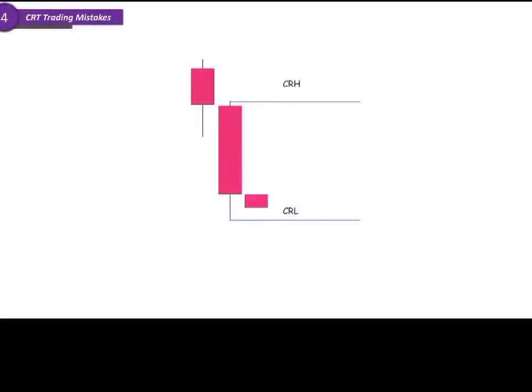Another common issue is entering too early. For example, taking a trade just because the price reversed. But that's not enough. You need to wait for a proper liquidity sweep, followed by a close back inside the candle range. Wait for the candlestick to complete. If you enter before that, it might continue pushing downwards again.